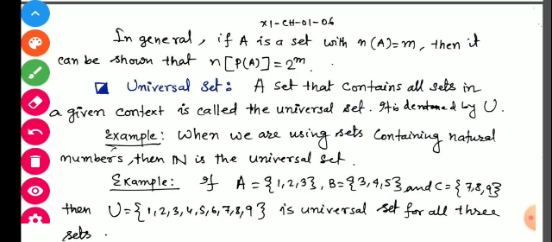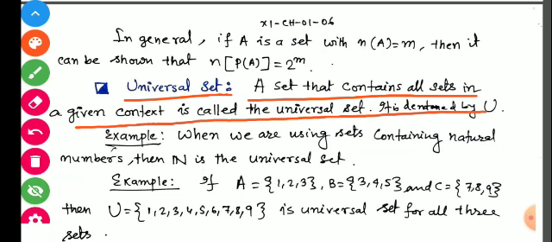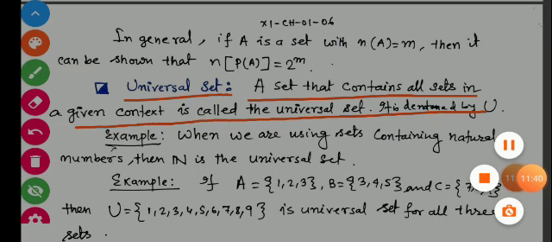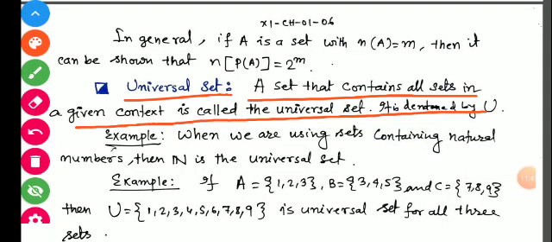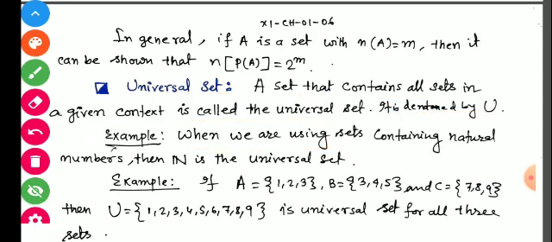Then we will see the universal set. What is a universal set? A set that contains all sets in a given context is called a universal set. So when we are using sets containing natural numbers, suppose we have these sets, these all are natural numbers. 1 2 3, 3 4 5, 7 8 9, okay, this way.